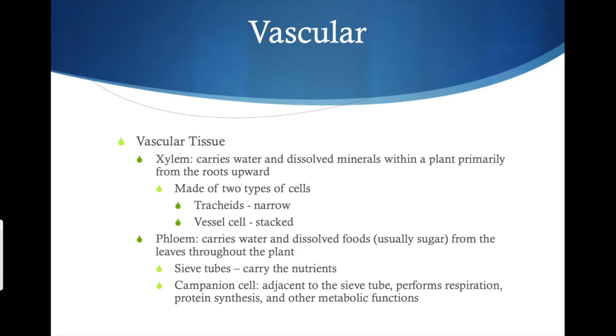Talking about vascular tissue, we have two main types of vascular tissues. Of course, you have to know them, probably learned them in elementary school. The xylem and the phloem. Xylem carries water and dissolved minerals primarily from the roots upwards, okay, made of two types of cells, tracheids, which are narrow, and the vessel cell, which is stacked. Most important to understand is that the xylem transports water primarily and dissolved minerals up from the roots.